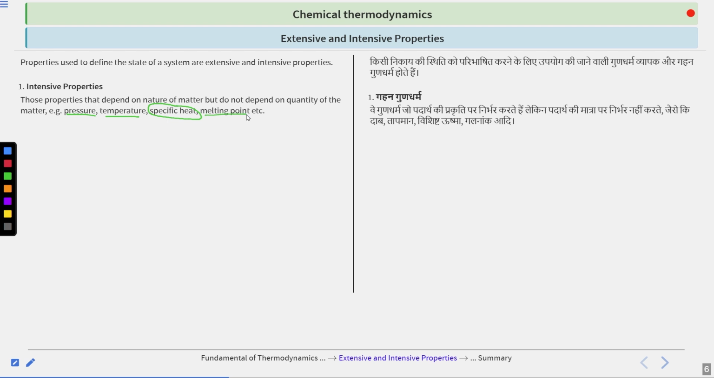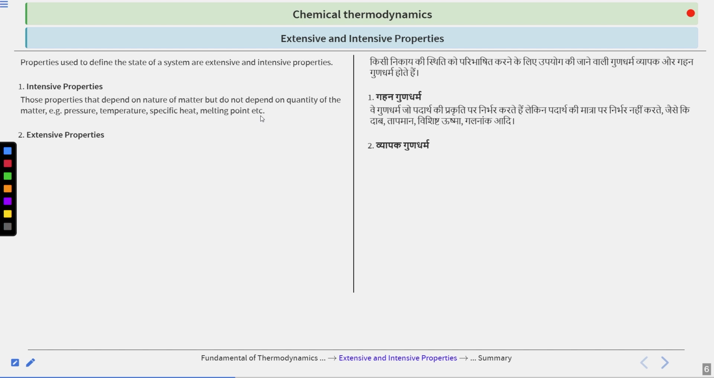Next is melting point. Again, same thing. If you are taking 1 kg of water or 2 kg of water, it would be more appropriate if I talk about volume. So suppose I take 1 liter of water or 2 liters of water, both will have the same melting point at a given pressure. Right? So that is very obvious.